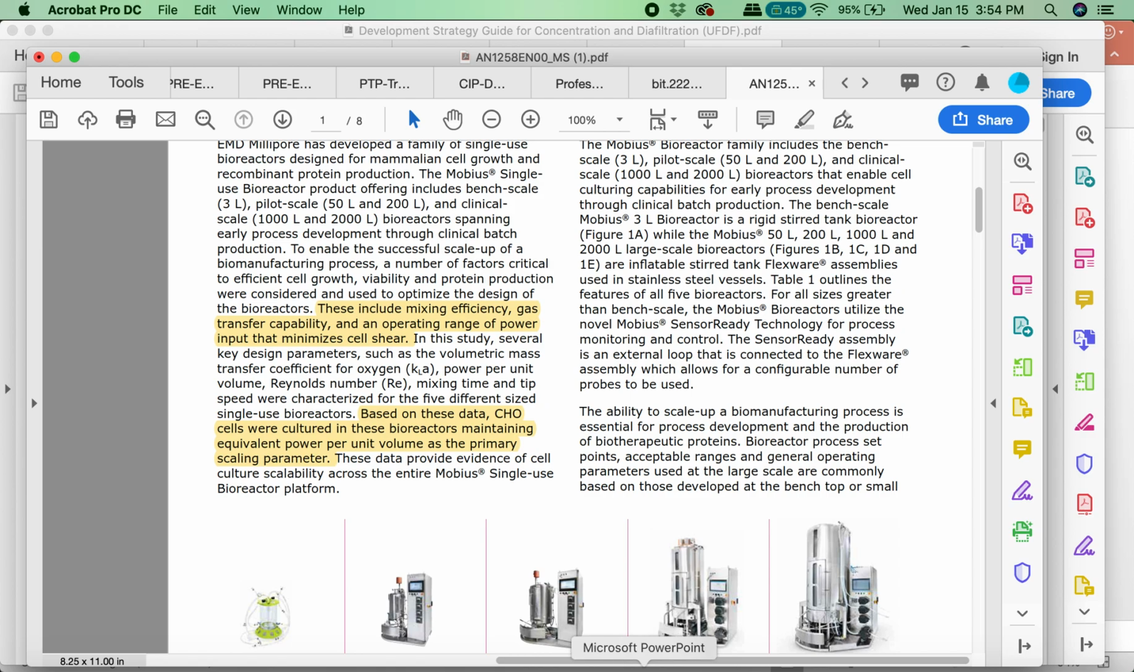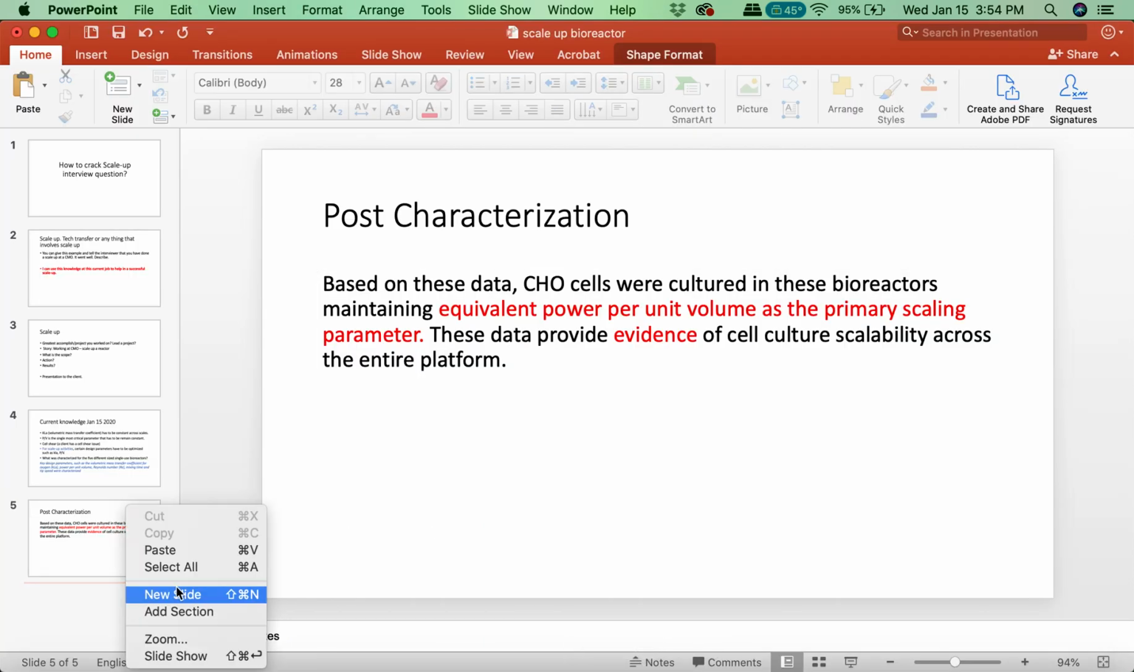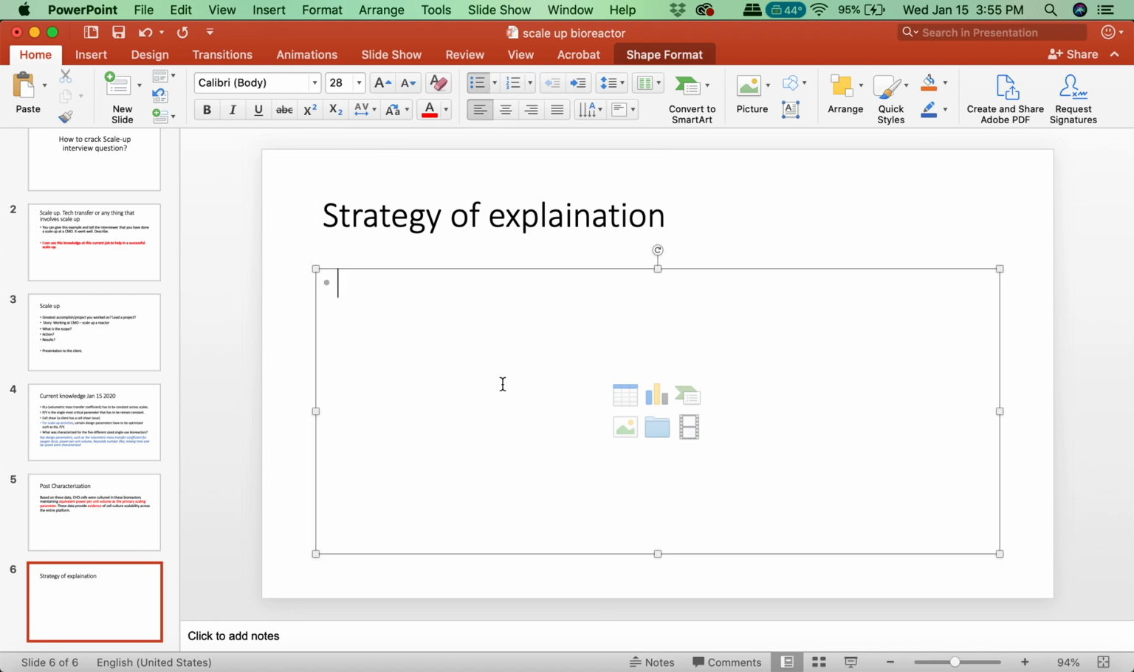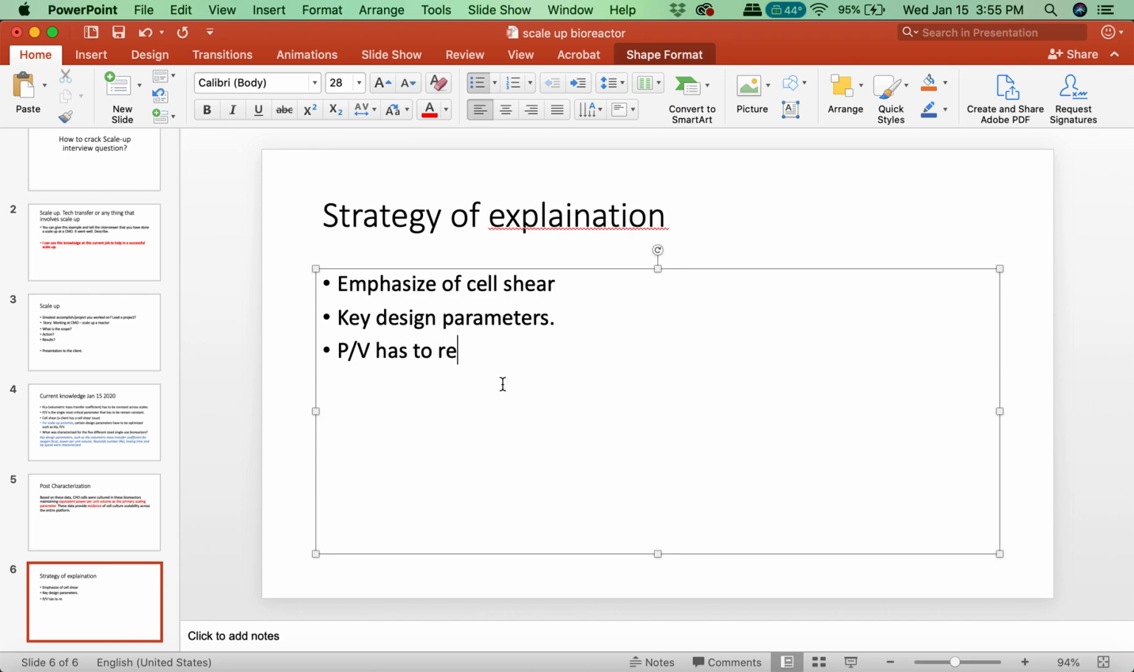So now the strategy: you emphasize on cell shear, then you talk about key design parameters, then P over V value has to remain constant.